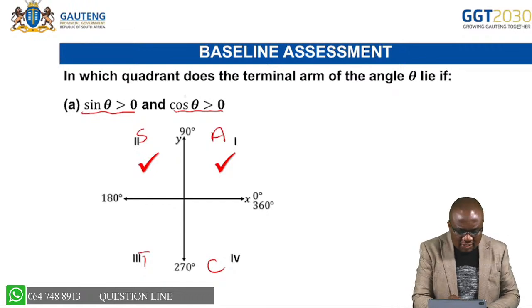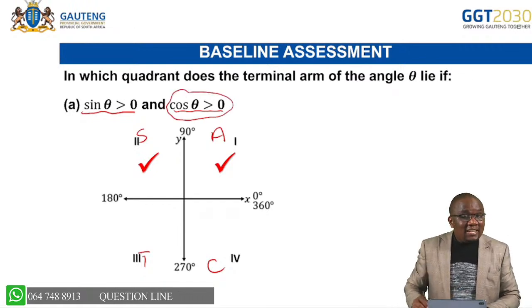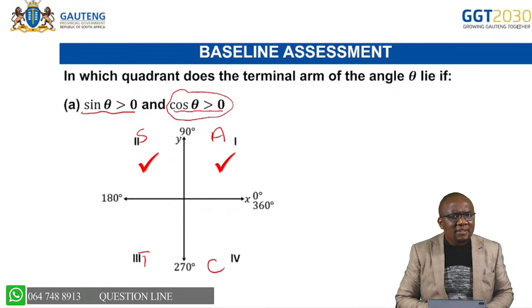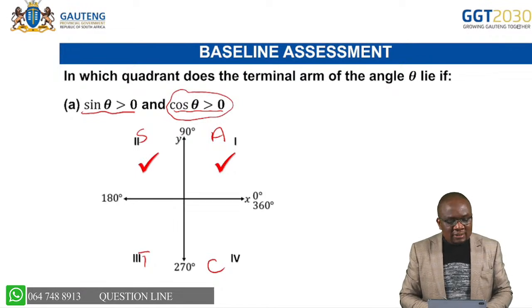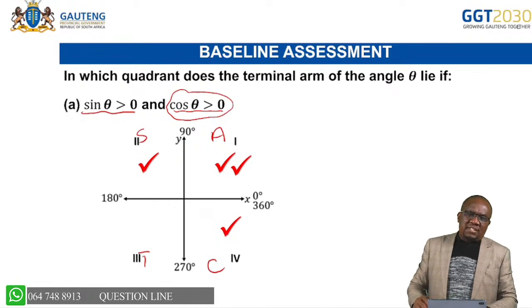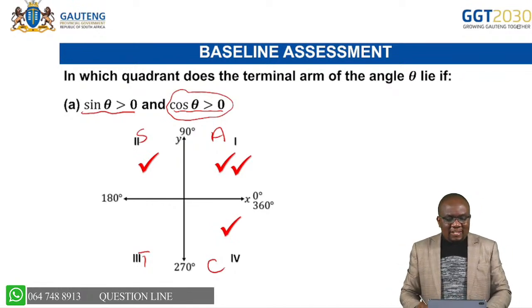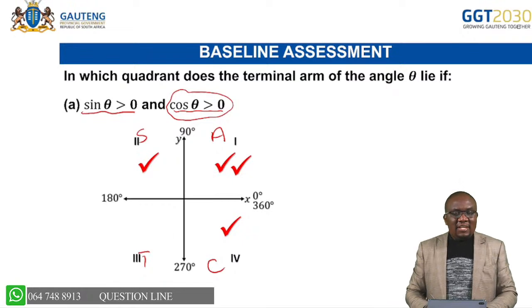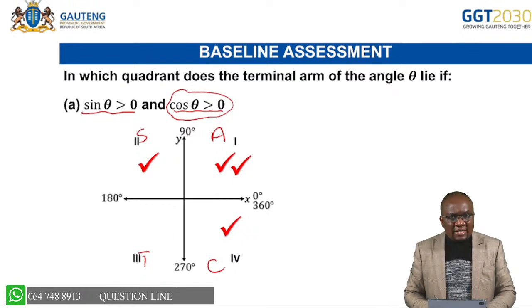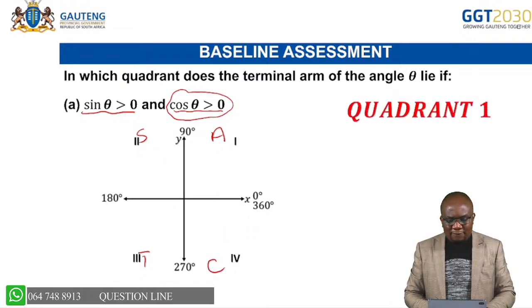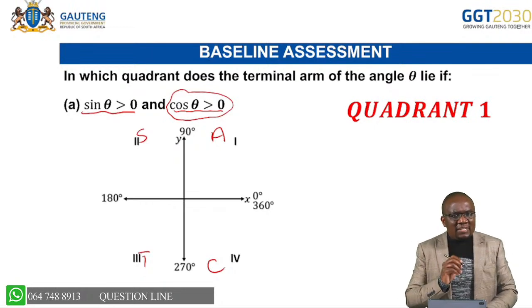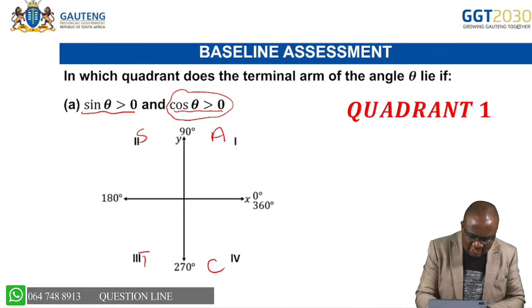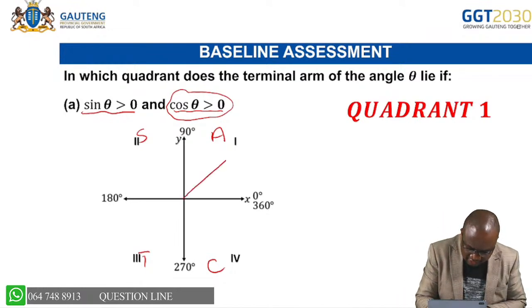Let's look at the next one, this one. Where is cos theta positive? In quadrant 1, because all of them are positive in quadrant 1. So in quadrant 1 and quadrant 4, that's where cos theta is positive. You see that? And then now, where do I have 2 ticks? In quadrant 1. So it means my terminal ray is going to be in quadrant 1. And then I'll draw my terminal ray like this in quadrant 1.